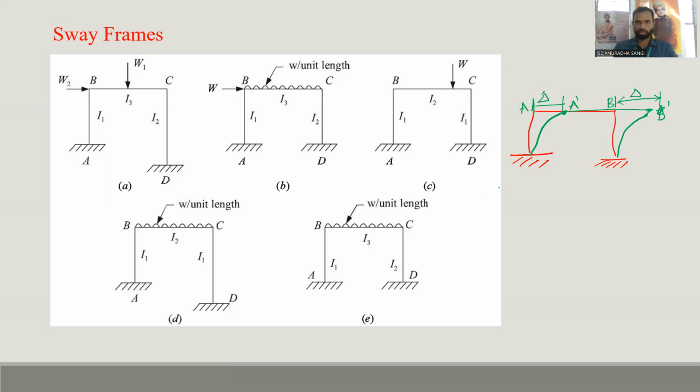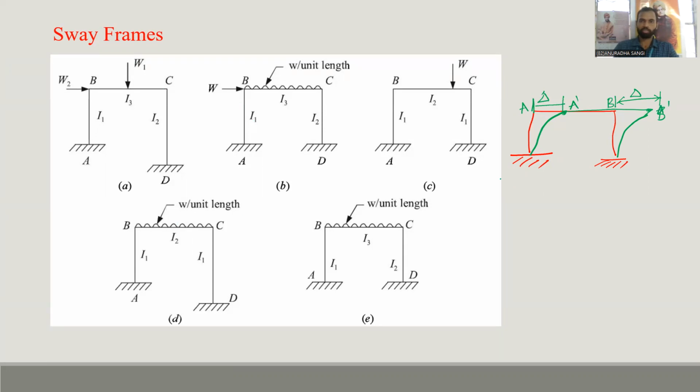So sway is nothing but horizontal movement of one end of the column with respect to the other end. That is called sway. Horizontal movement is generally denoted as sway. Now we'll identify whether the given frames are sway frames or not.